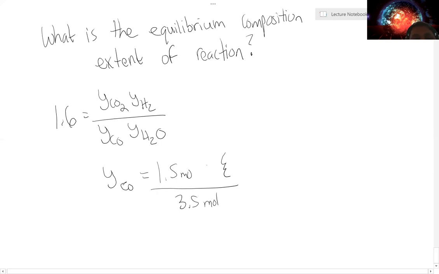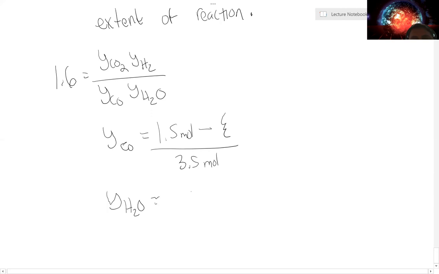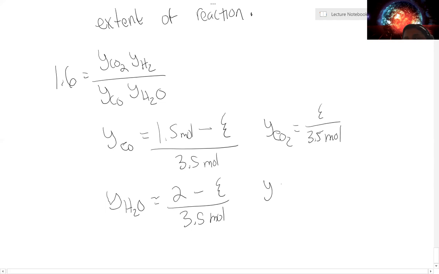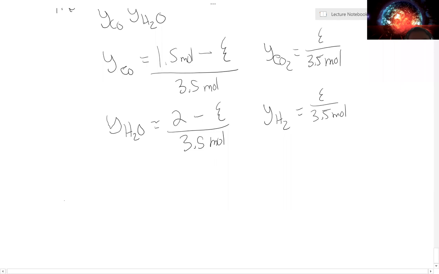Mole fraction of H2O, I had 2 moles coming in. For CO2, extent of reaction over 3.5 moles. And for H2, same thing, extent of reaction over 3.5 moles. So I'm left with 1.6 equals the extent of reaction squared over 1.5 minus the extent of reaction times 2 minus the extent of reaction.